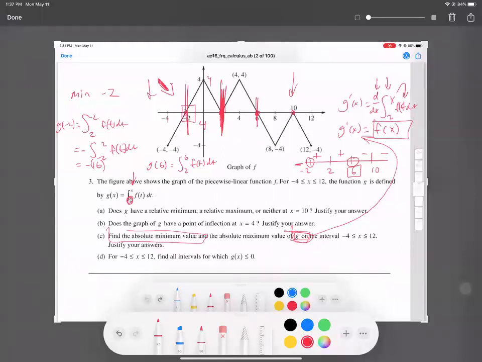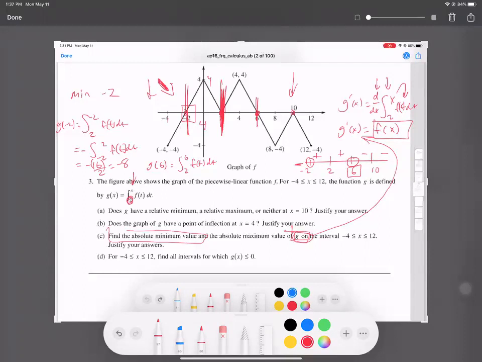I forgot to add one thing. What was the actual value of f at 2? So g at 2. g at 2 is 0. Oh, I'm sorry. No, I think we're okay. Oh, sorry. I forgot to divide this by 2. That's going to be -8.